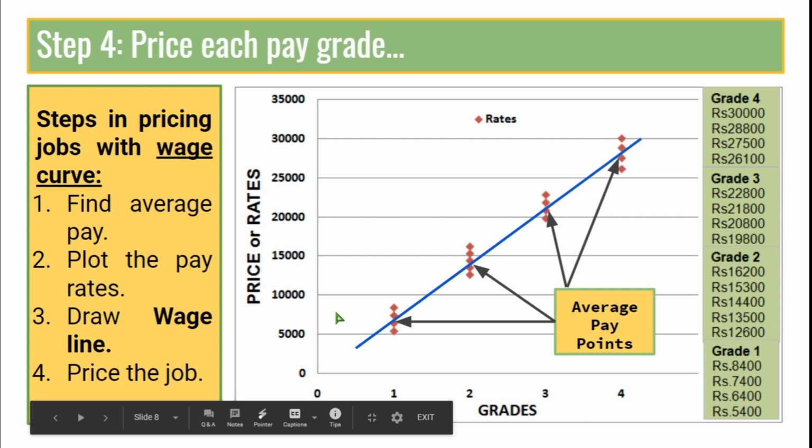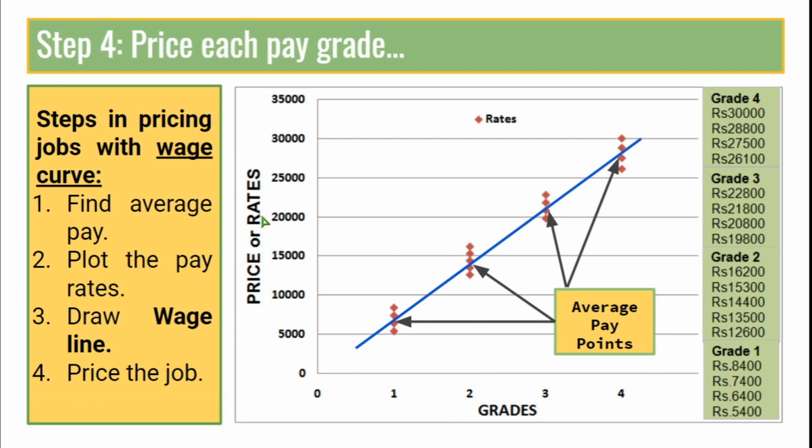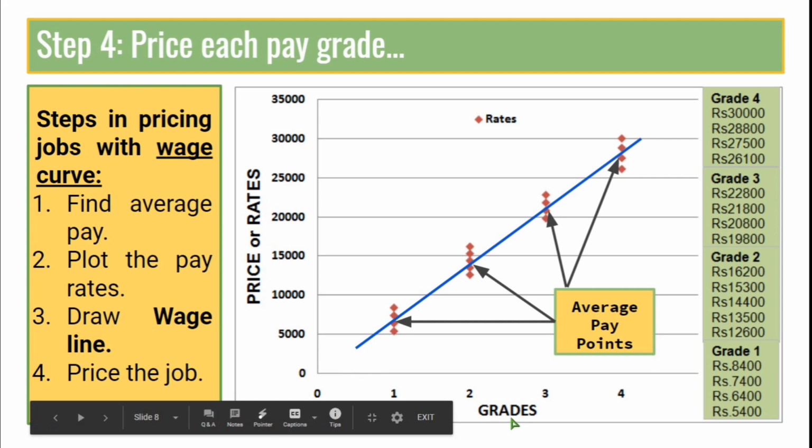Okay, and the second is the average pay being paid, the average rates paid for different grades. On the x-axis we have the different worths or the different groupings of the jobs, and on the y-axis we have the average rates or average price being given for the different groups of the jobs in the market.